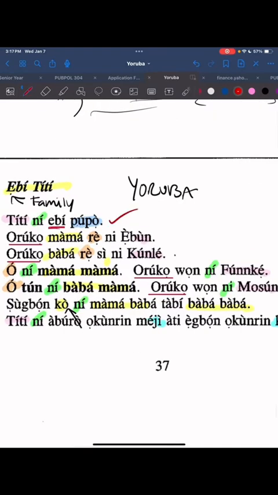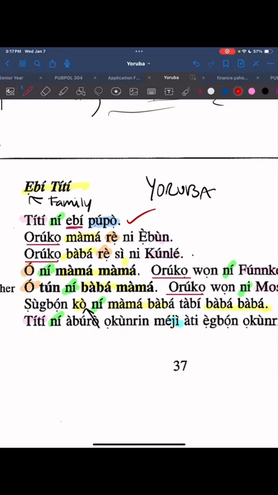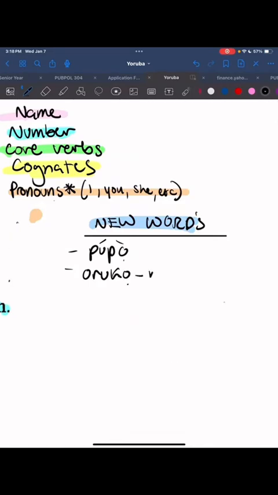We already did this sentence, so I have a good idea. Titi has family. All right. Oruko mama re ni Ebun. If I'm looking at this, re in this context is his, Titi's, mom, and then Ebun, because I know this is a name. Baba re, his dad, is Kunle. Again, I keep seeing this word, so just from the context, I'm thinking maybe oruko means name.